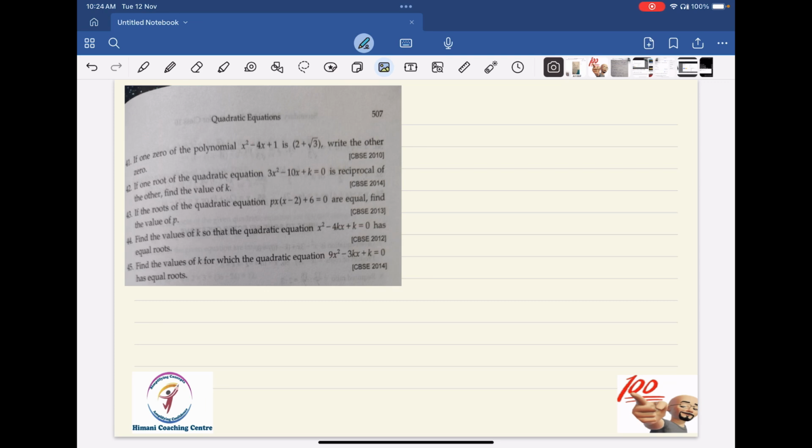Today we are going to do some more questions from previous year board papers on quadratic equations. It would be a mix of MCQs and one marker questions. If you have not watched the previous video on MCQs on quadratic equation, I would recommend you go and watch that video also. It will help you clarify many of your doubts.